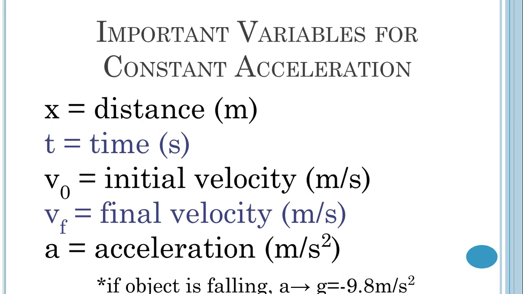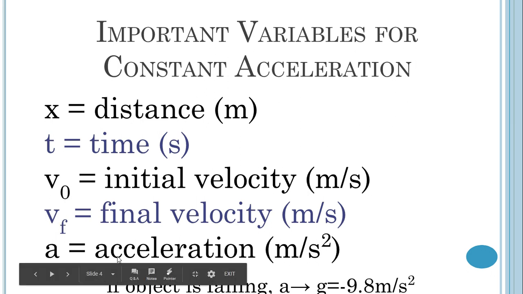Okay. These are the important variables that we use when we have constant acceleration. So the acceleration is going to be the same throughout. X is going to be a measurement of distance, and we measure it in meters. T for time, which is going to be in seconds. The initial velocity is going to be meters per second, and the final velocity also meters per second. So remember this V naught and VF are initial velocity, final velocity. Acceleration is meters per second squared. And of course, if an object is falling, the acceleration is due to gravity, so we use a g, and that's going to be negative 9.8 meters per second squared.